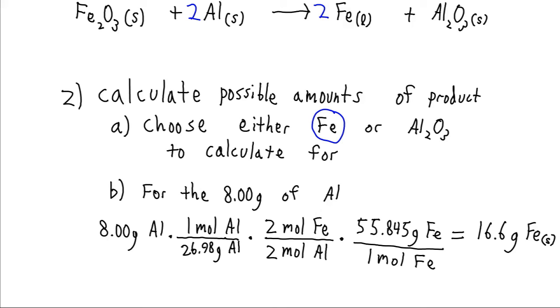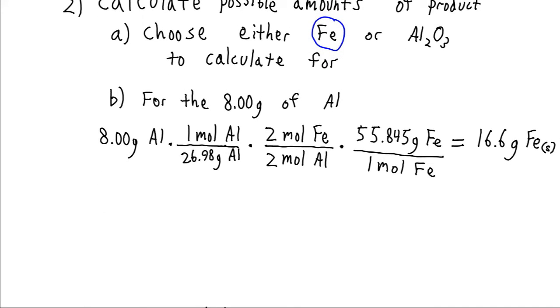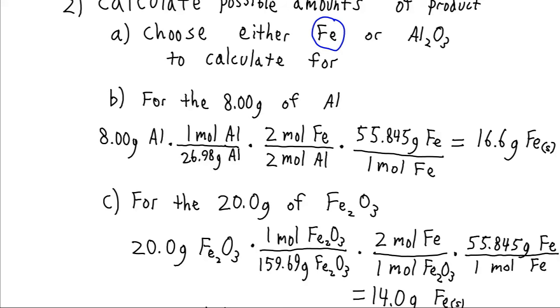And then finally we need to get from moles of iron into grams of iron. So we multiply by the molecular weight of iron from the periodic table. Now we come up with 16.6 grams of iron. So that's the amount we'll get if this 8.0 grams completely reacts and runs out, and that's where the reaction shuts off. Now our other option is that the Fe2O3 is the limiting reactant.